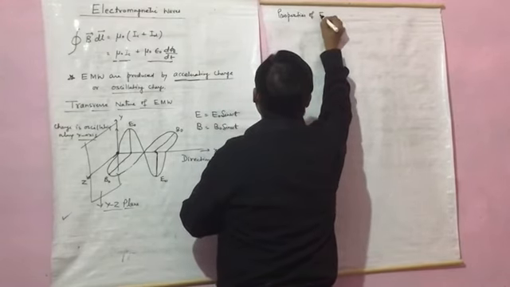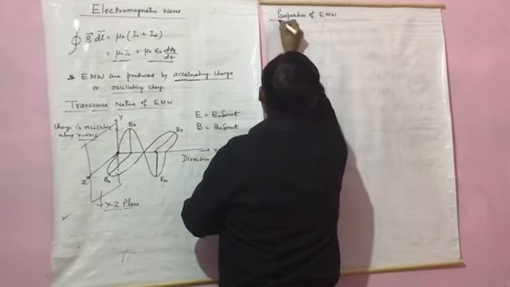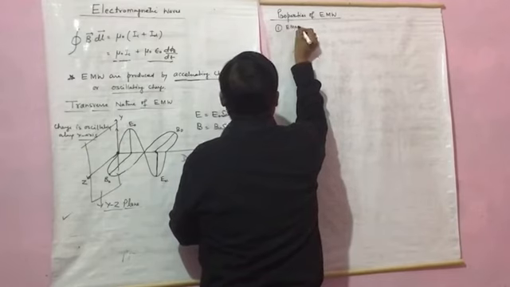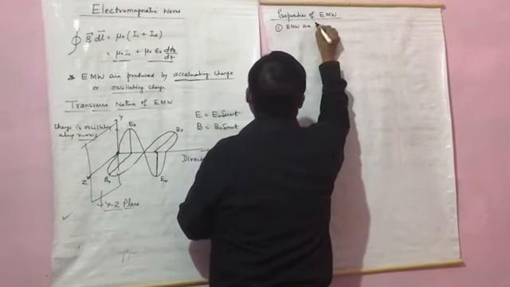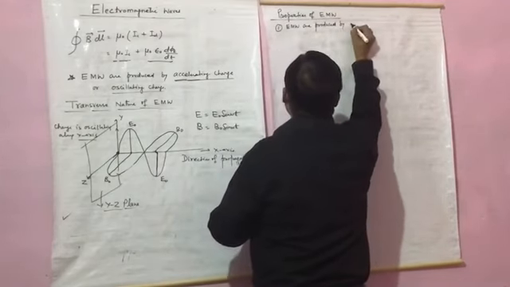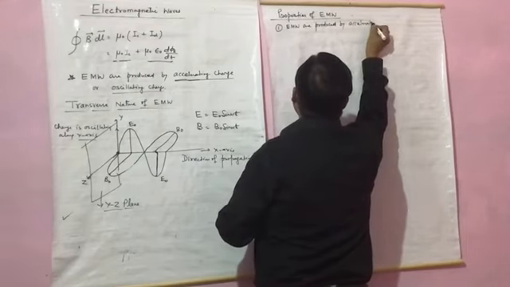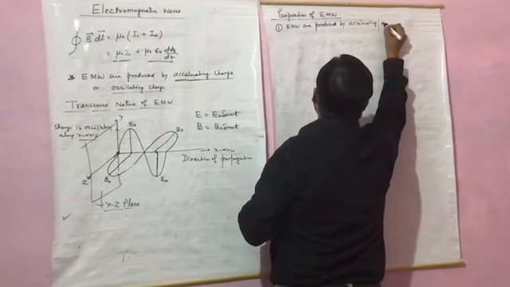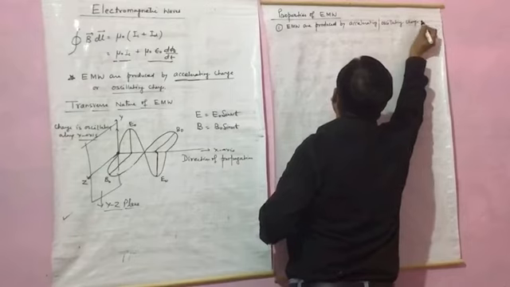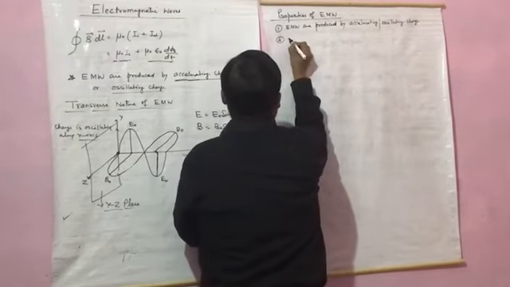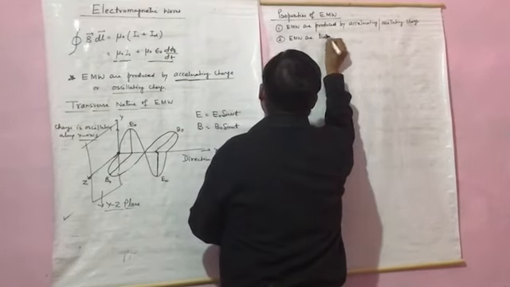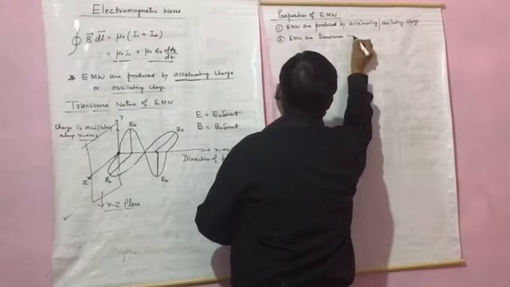Of EM waves. Very first, EM waves are produced by accelerating or oscillating charge. Number two, EM waves are transverse in nature.